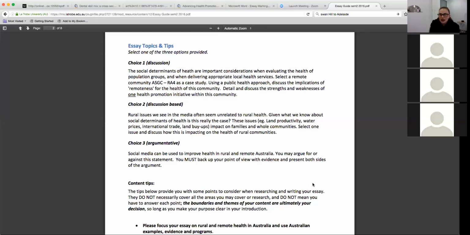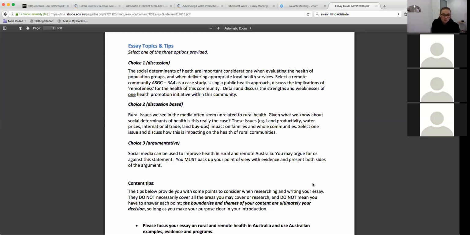That makes it easier, but also you can have a look at health promotion initiatives that haven't been evaluated and maybe identify some of the weaknesses and write about that. But you really need to make sure that you do talk about the strengths and also the weaknesses. So that's part of that essay question.